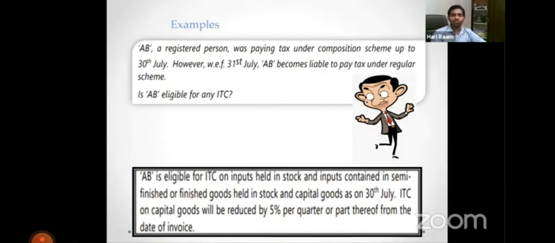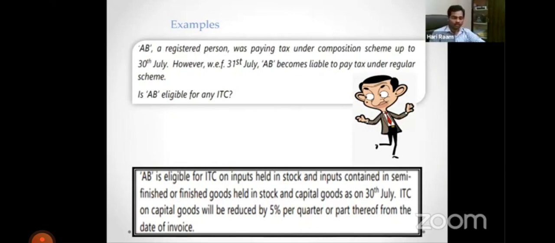So A, B is eligible for ITC on inputs held in stock, inputs held in semi-finished or finished goods held in stock, and capital goods as on 30th July. ITC as on 30th July is very important because it is on the day immediately preceding the date of becoming a regular scheme dealer. ITC on capital goods is also eligible to take, right? It will be reduced by 5% per quarter or part thereof. As we said, if I purchased on January 1 2020 and converted on January 1 2022, that is 2 years, 8 quarters. That means 40% of the value of tax I paid is not eligible.